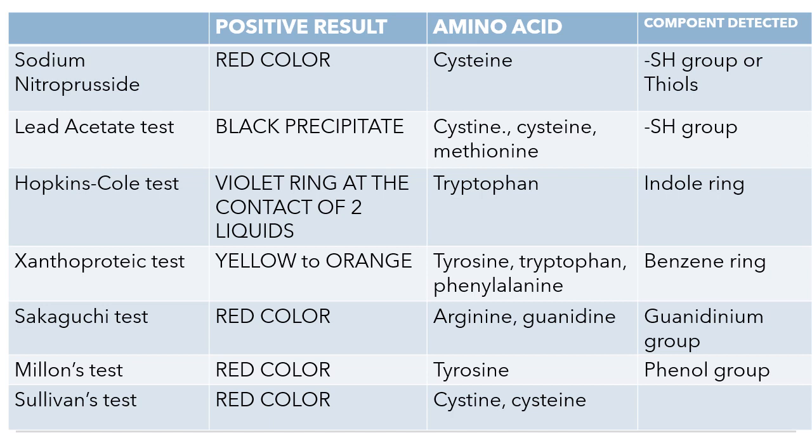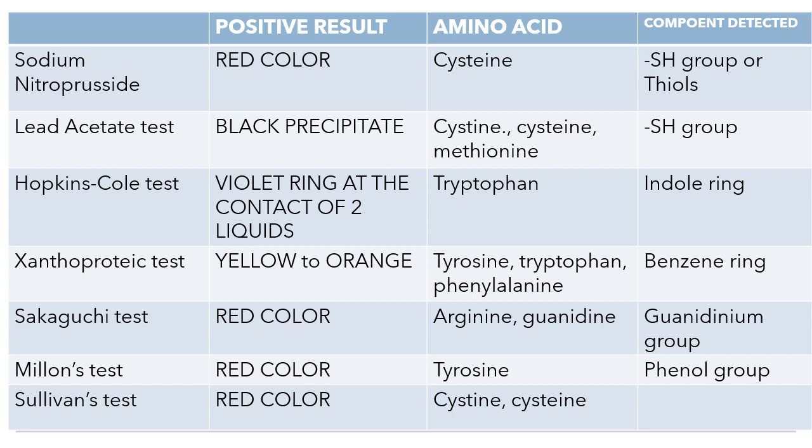Okay, I was talking of Molisch test kanina. Your Millon's test has tyrosine as the representative amino acid that will give a positive result in Millon's test, and you have here the phenol group. Then you have Sullivan's test, and you have a red color.